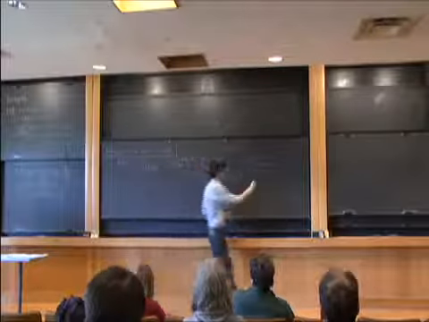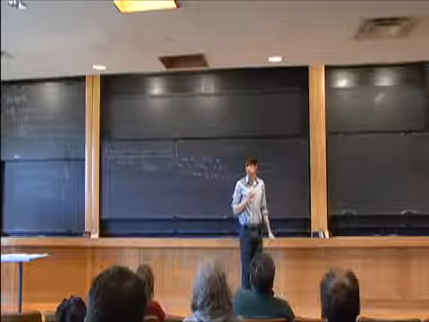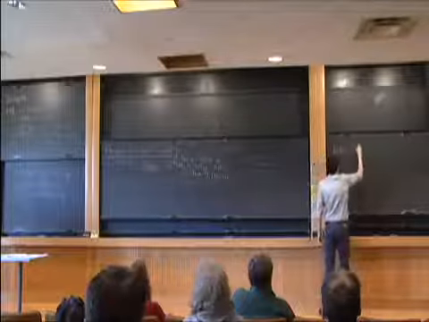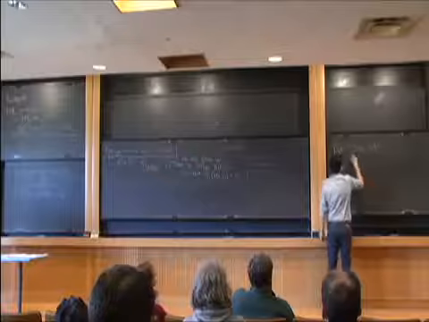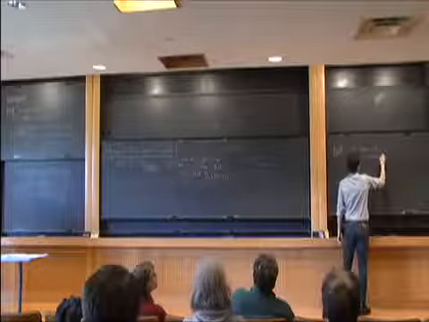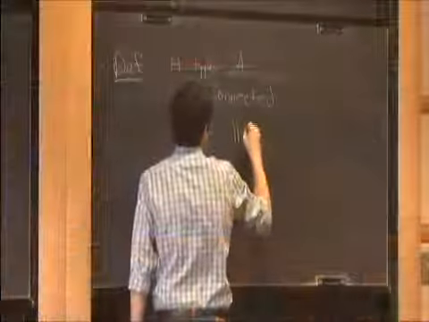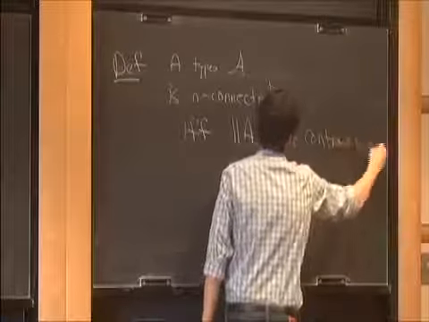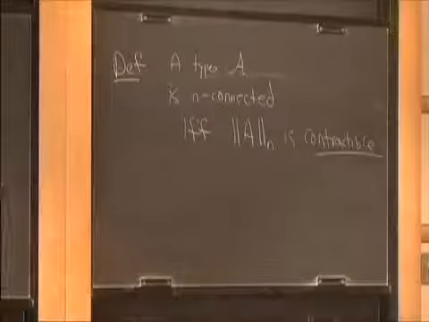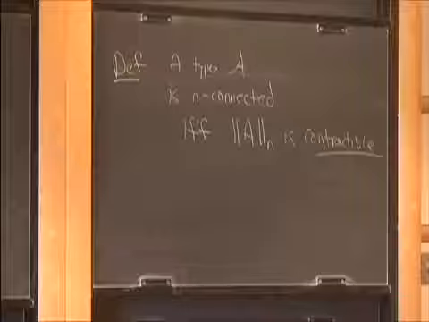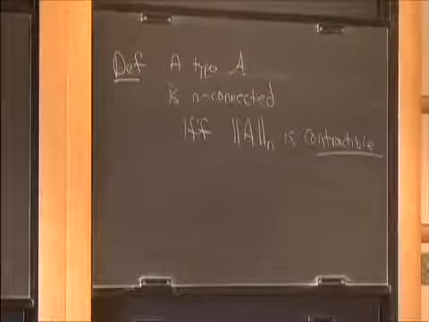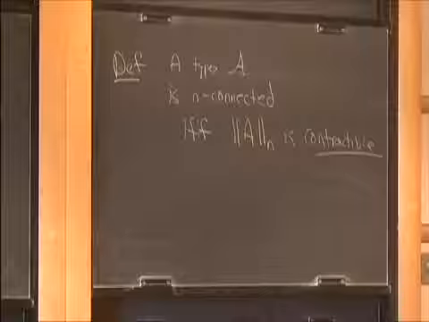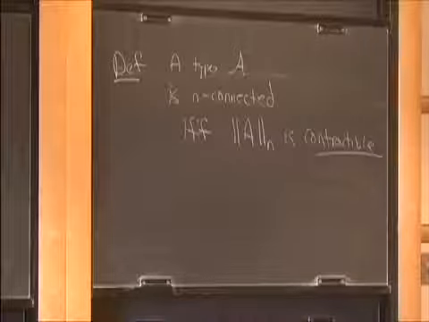Okay. Connected. Have people seen this before? We've been using it a bunch in the homotopy stuff, but yeah. Okay. So I'm just going to define: a type A is n-connected if and only if the n-truncation of A is contractible. There are lots of equivalent ways to define connectedness, but that's the one I'm going to use. That's saying that if you cut off everything above level n, then it looks like a point. So any interesting stuff in A is happening at a level above n. For example, the circle is 0-connected, the n-sphere is (n-1)-connected, etc.